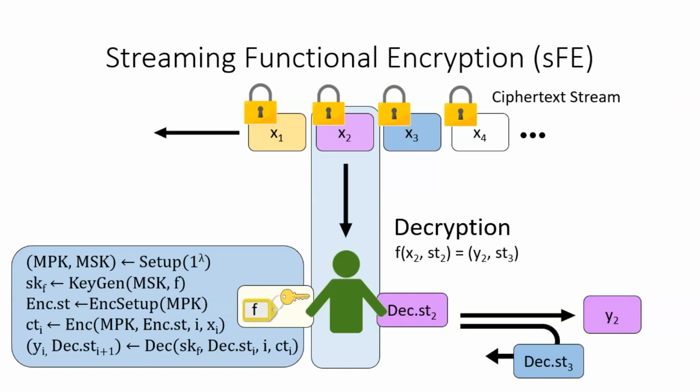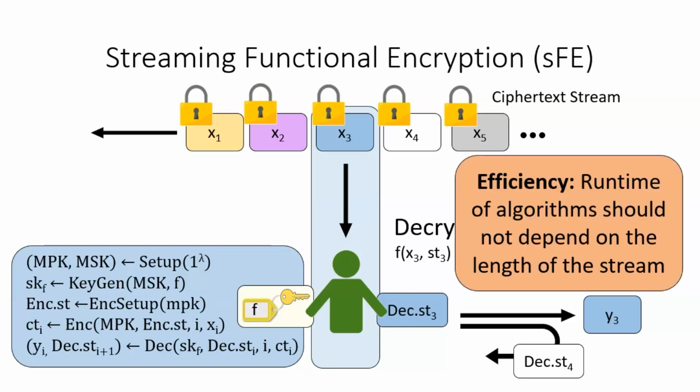Then the next ciphertext arrives, and Bob can combine that with his new decryption state and get the next output Y2, and then update his decryption state. And he can keep going. So the nice thing here again is that Bob can start decrypting and getting the Y output values without knowing how long the string will be, once he just gets the ciphertext for the values up to this point. And in general, the efficiency property we want is that the runtime of all of our algorithms does not depend on the total length of the string and can be run before you know how long it's going to take.